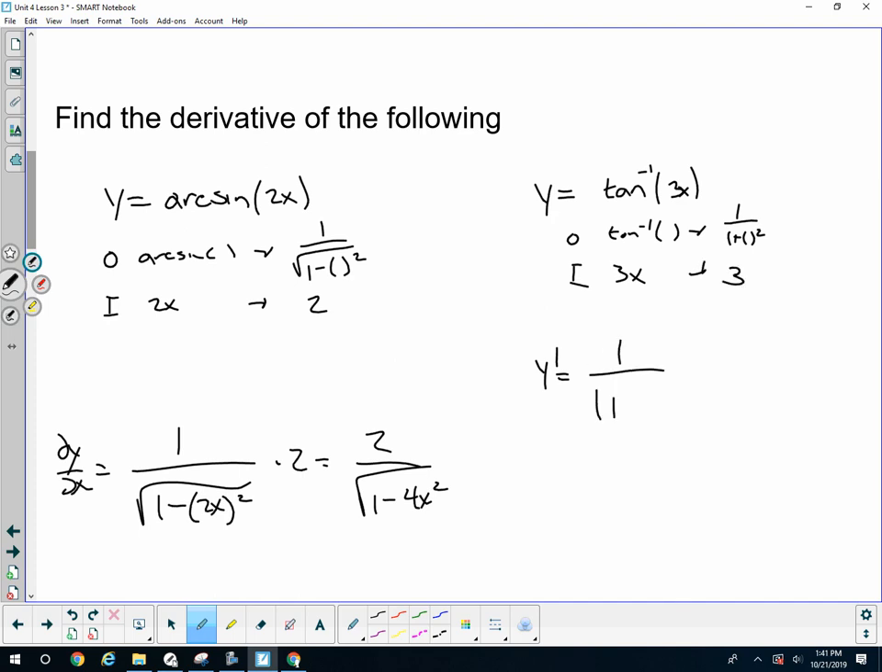So I had 1 over 1 plus 3x squared, which is 9x squared, times 3. 3 over 1 plus 9x squared. Don't try to simplify the 3 and the 9. You can't because of the addition. You just leave it like that.